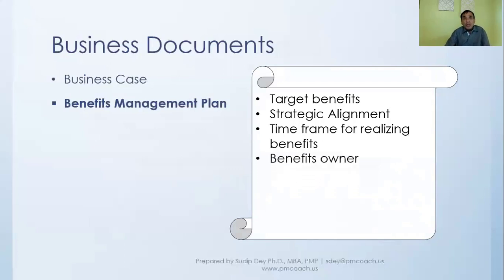And who is the owner? Basically, who will operate, who will act on it, and who will be behind it when the benefit actually starts getting delivered. How will we measure them? How will we measure what kind of benefits we're getting, and the assumptions and risks that are involved in getting those benefits. So these are some of the points that will come across in the benefits management plan. These are the two key business documents that are prepared even before the project starts.